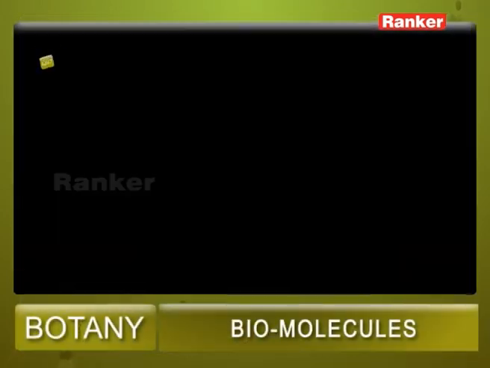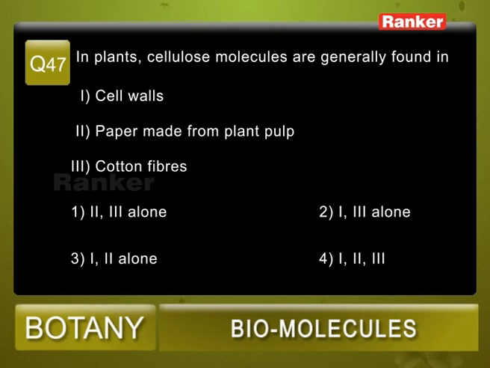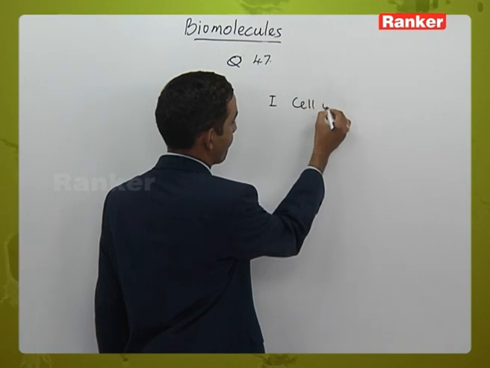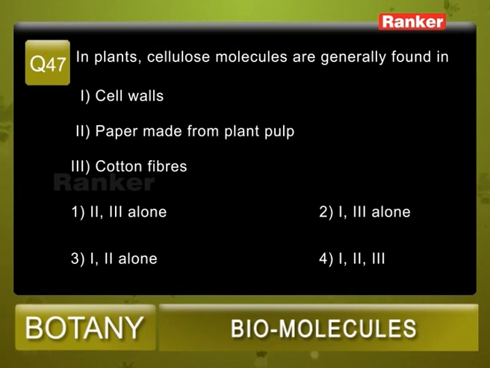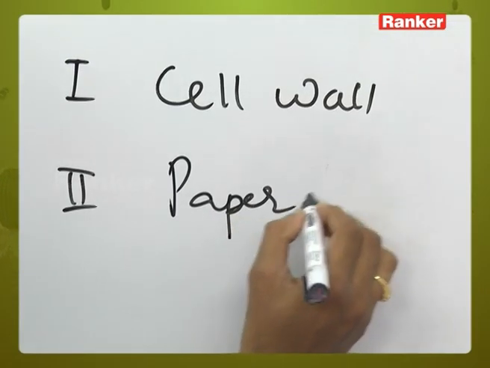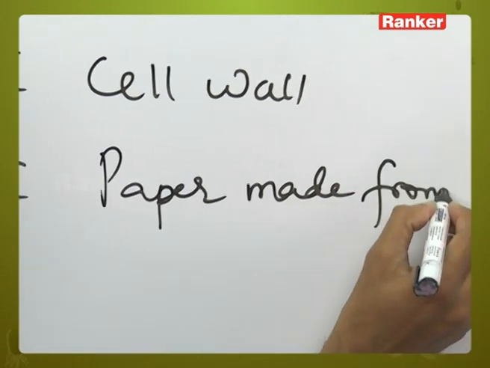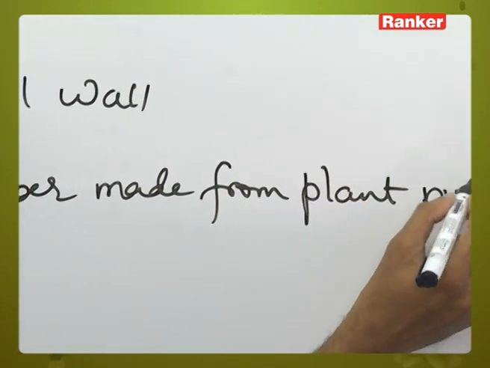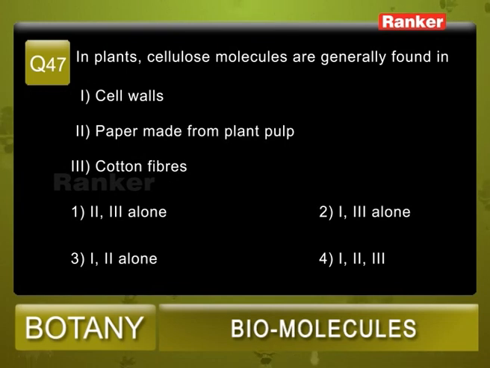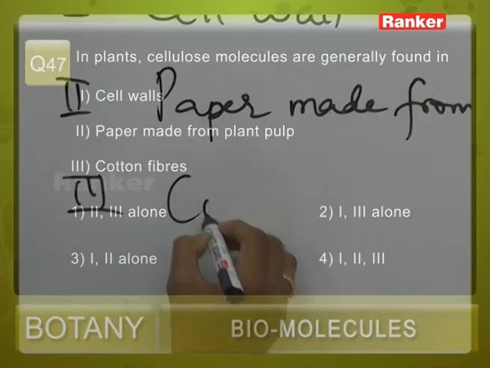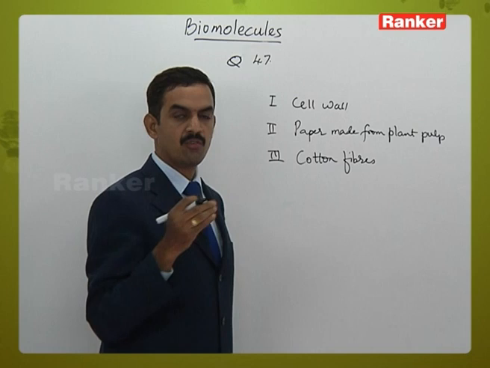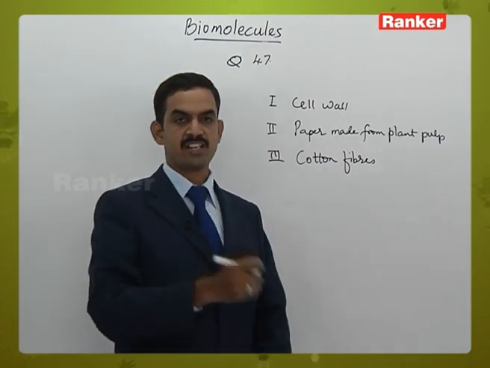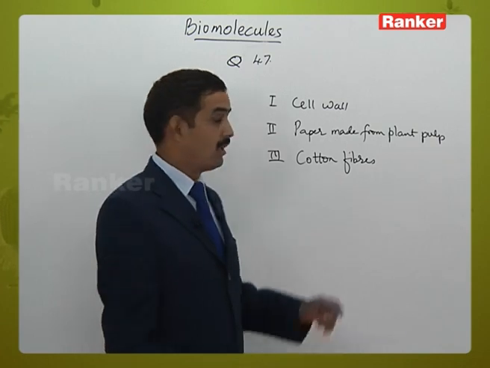Question number 47, in plants, cellulose molecules are generally found in 1. Cell wall, 2. Paper made from plant pulp, and third one is cotton fibers. From this, we have to identify which of the following structures are generally made up of cellulose in a plant body. Cell wall.